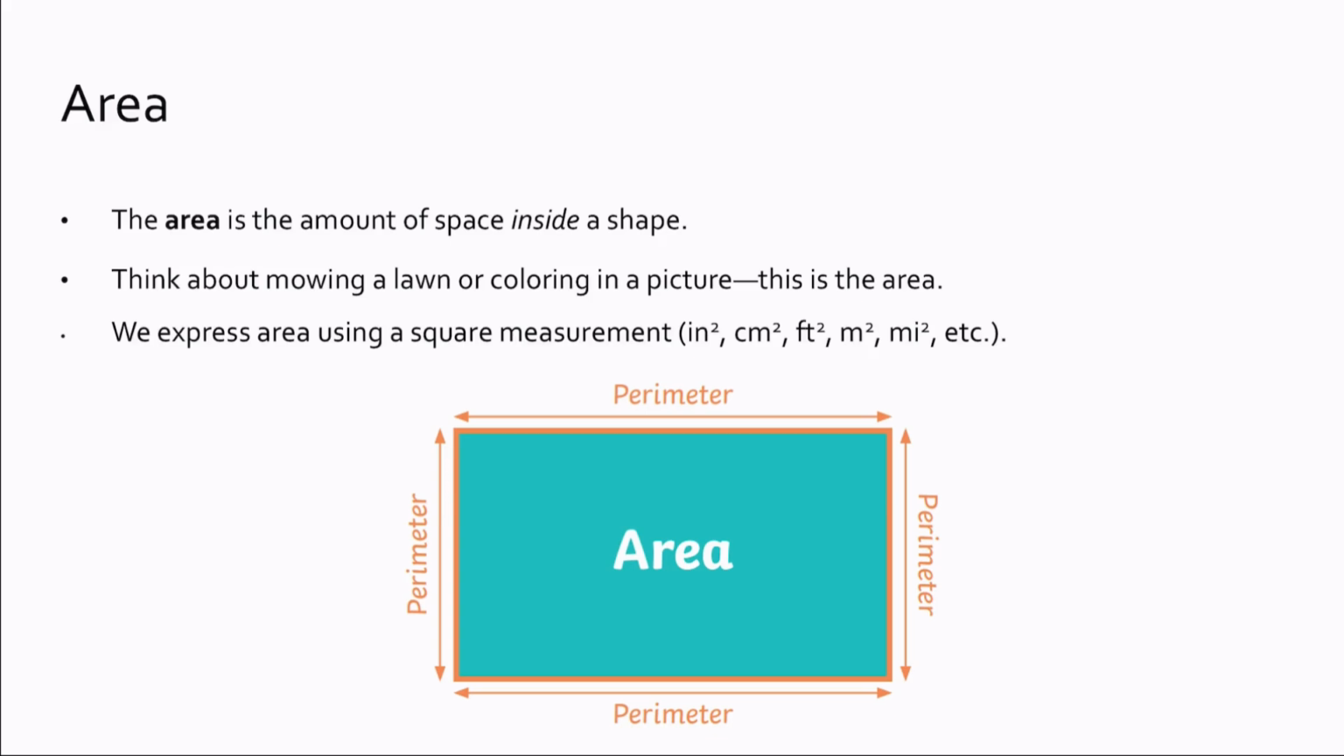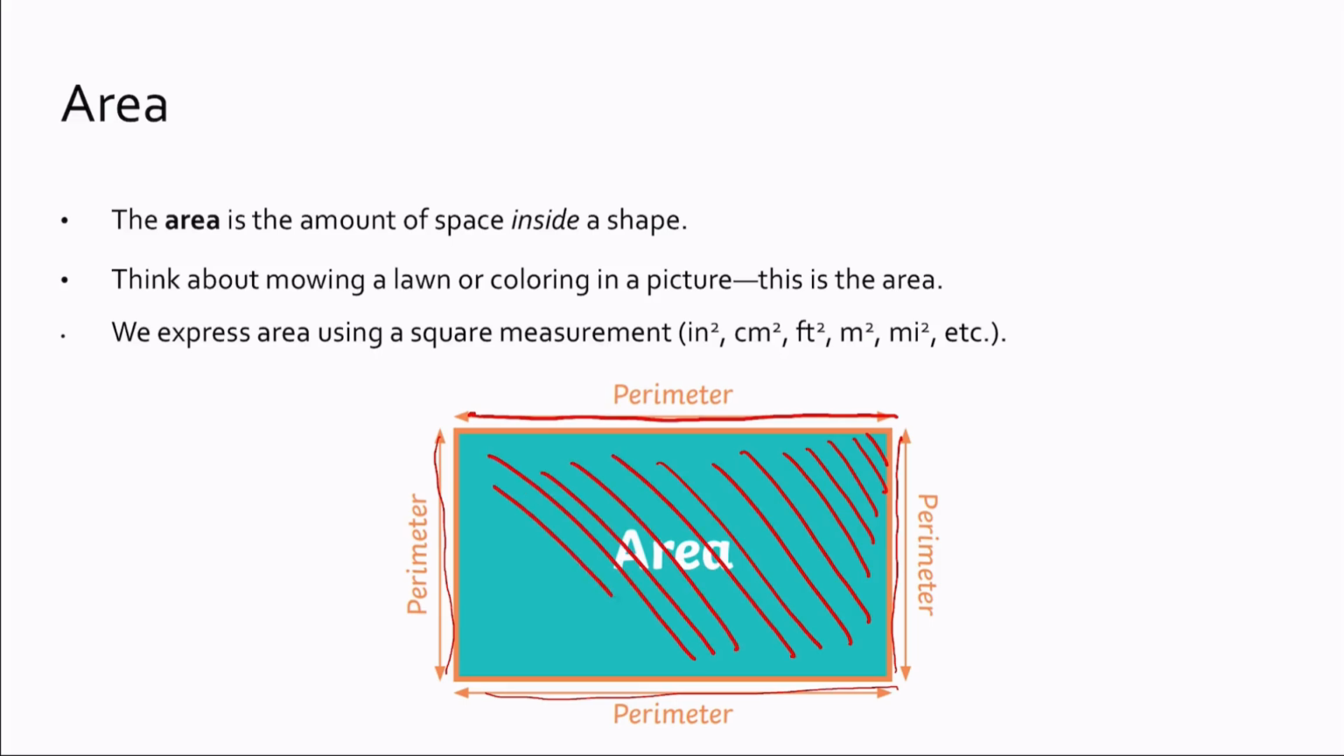Okay, area. Remember when we talked about perimeter, that is the measure of the outside of a shape, like walking around a track. And now when we're talking about area, we're talking about the space inside of a shape. Imagine like you're mowing a lawn or you're painting a wall. This is the area, and we express this using square measurements: square inches, square centimeters, square feet, etc.